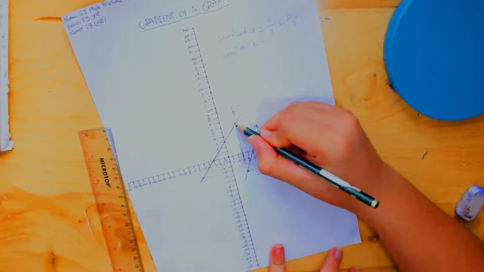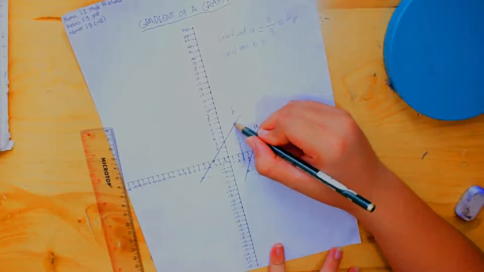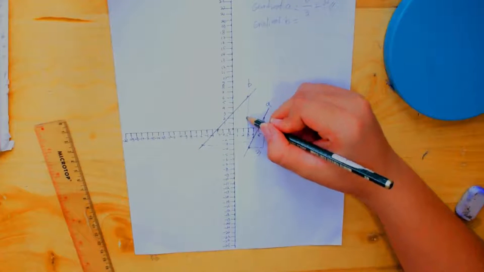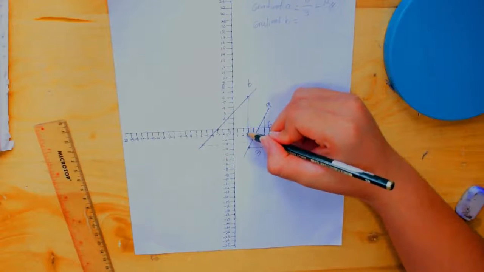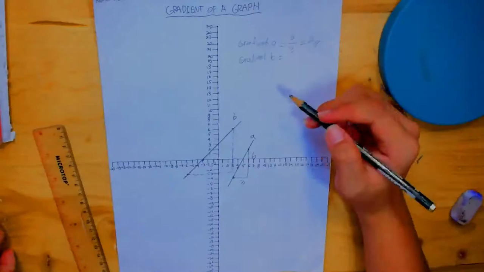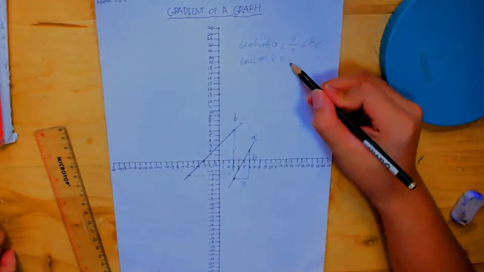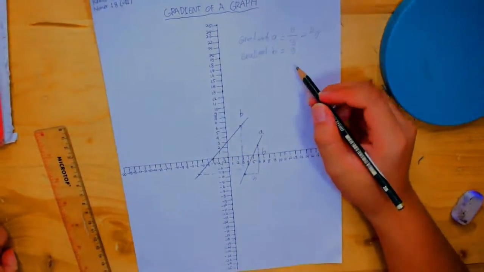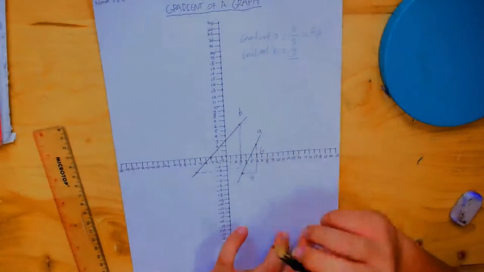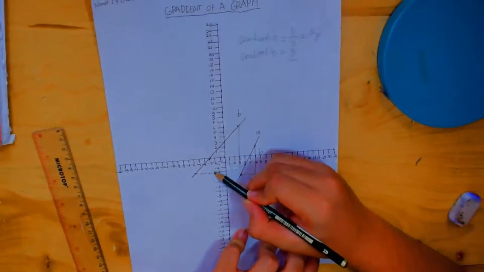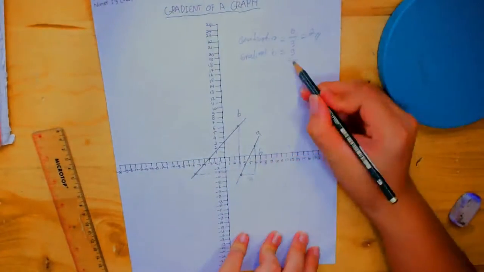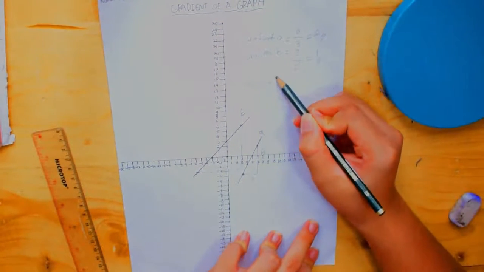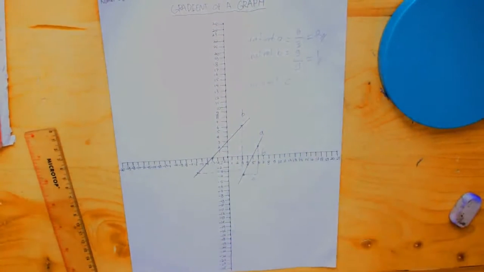Now we will find the gradient of line B. So the y changes of line B is 1, 2, 3, 4, 5, 6, 7. Oh, the y changes of B is actually 9. And the x changes of B is 1, 2, 3, 4, 5, 6, 7, 8, 9. So the answer is 1. The gradient of B is 1.